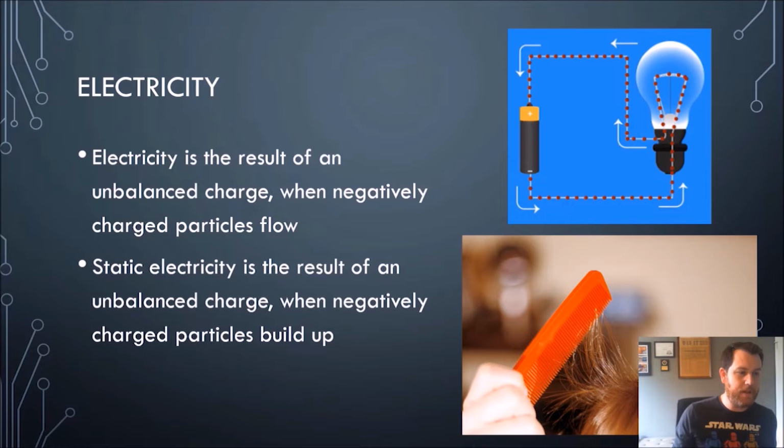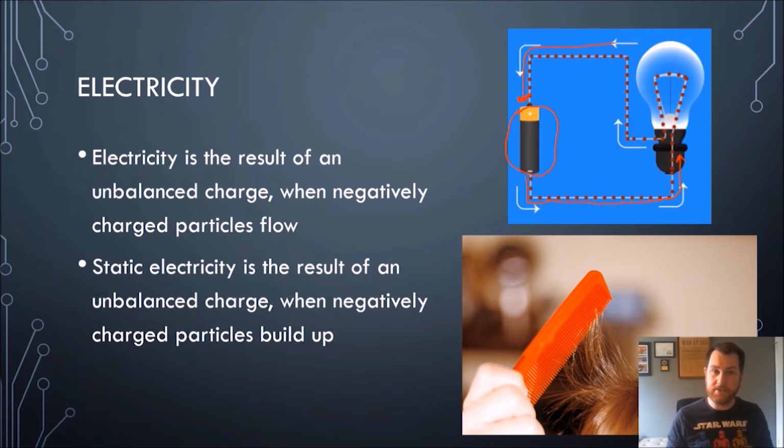In this example up here, you can see that there's a battery, and it has a negative and a positive end. And what happens is those negative particles, those electrons, are going to flow from the negative end of the battery through the light bulb, which makes it light, and then it's eventually going to flow into the positive end. Because remember what we said, opposites attract. So the negative flows to the positive. That's current electricity. That's the electricity that we're most familiar with.